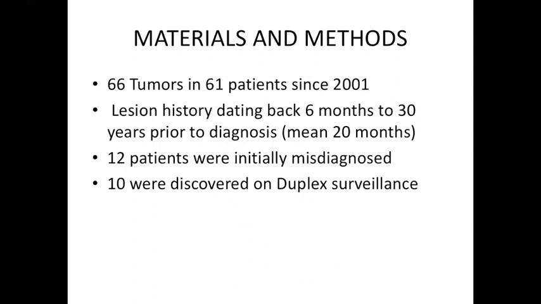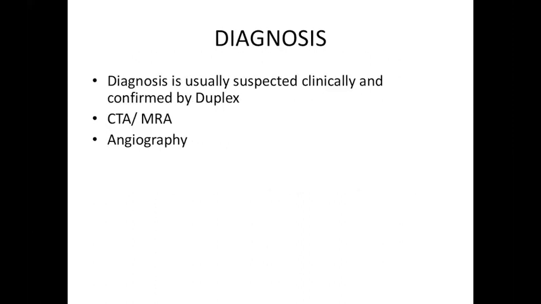Some of these will be initially misdiagnosed as other things. In our series, 12 were, and 10 were discovered after we started our duplex surveillance program. The diagnosis is usually suspected clinically and confirmed by duplex. It's further confirmed and you get the absolute anatomy with CTA, MRA. In the old days, it used to be angiography as a first line, but now all patients will get a CT angiography or MRA, and that will not only give you the anatomical detail and the invasion areas and the soft tissue extension, but it gives you also the relations to the vasculature and subsequent surgical therapy plan.